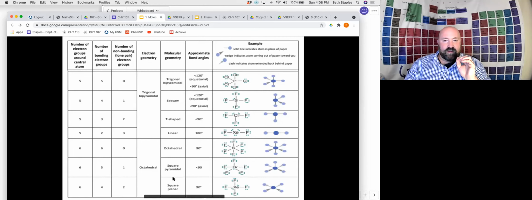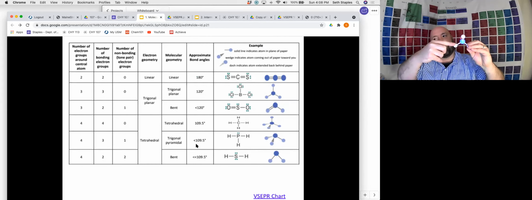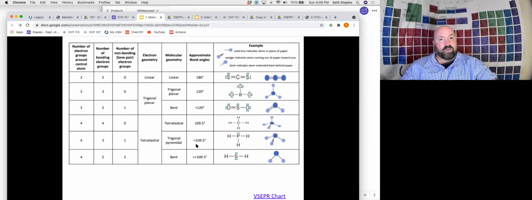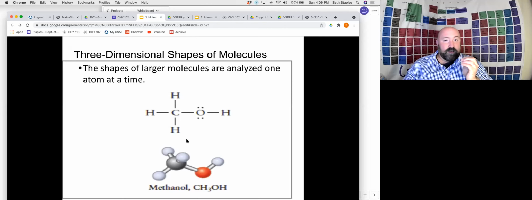And you can see that here on the second part of the sheet. Not only that, but it also goes on to tell you what the bond angles are. And so, for instance, here is ammonia. We have 1, 2, 3, 4 electron groups, but 1, 2, 3 of those are bonding. So it's a tetrahedral electron geometry, trigonal pyramidal molecular geometry, and the bond angles are a little bit less than 109.5. And so this angle here, hydrogen to nitrogen to hydrogen, has a bond angle of a little less than 109.5. And so that's how we figure out the three-dimensional shape of a molecule.